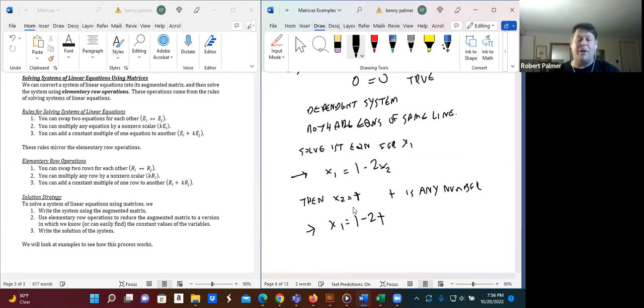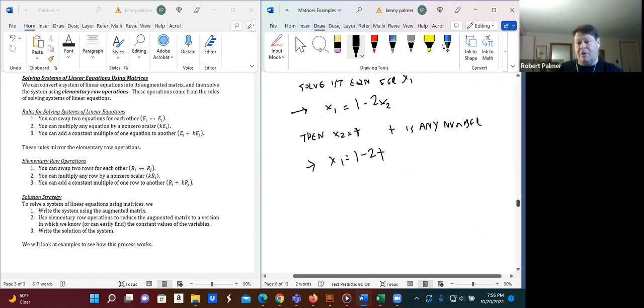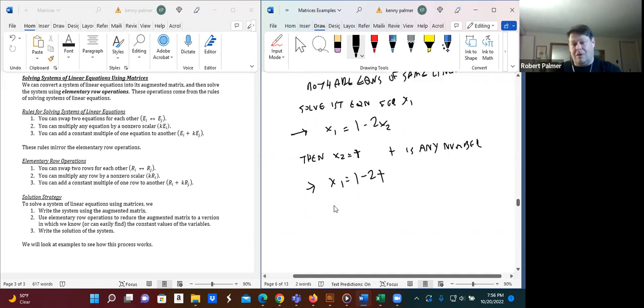So why did I do that? Well, basically, I can make t any number I want. And as long as I pick t, if I make this my x1, then that is a solution to this system. So actually we have an infinite number of solutions, okay? Because t can be anything you want, we have an infinite number of solutions.